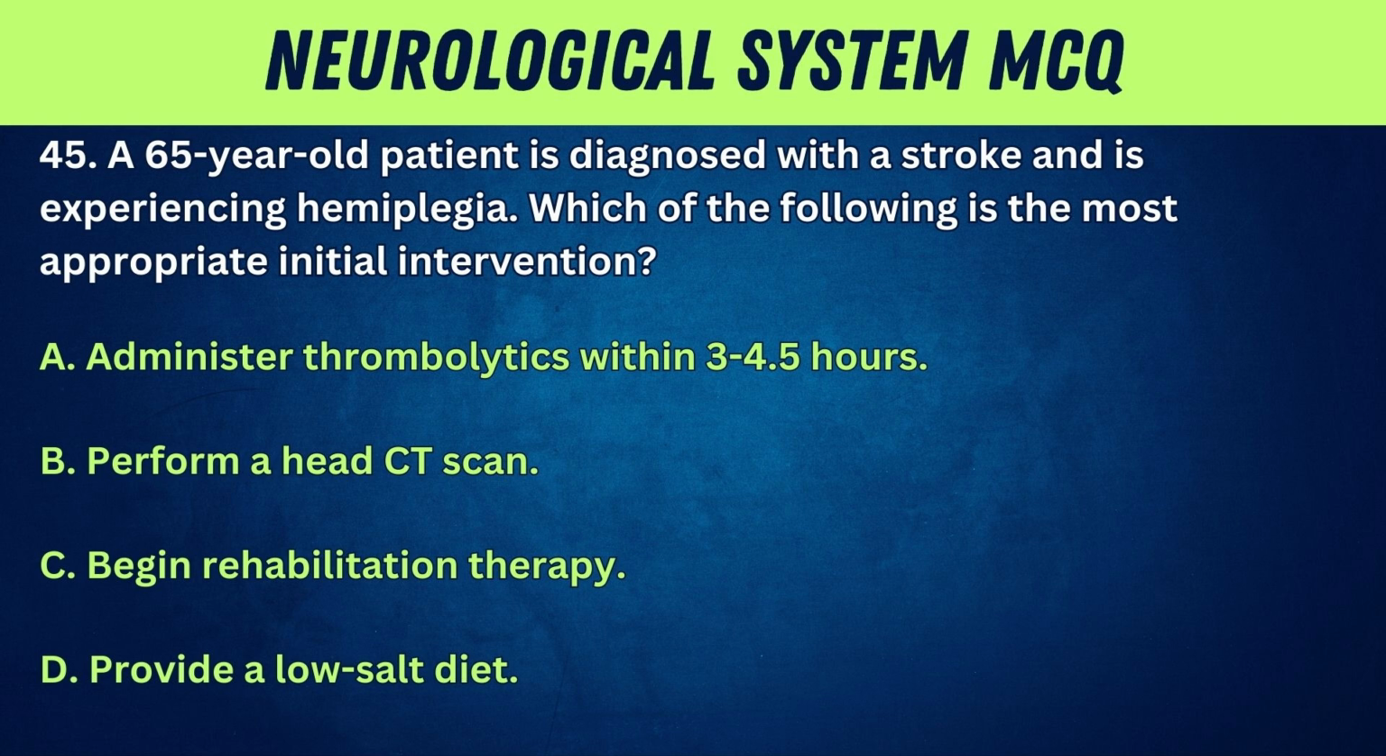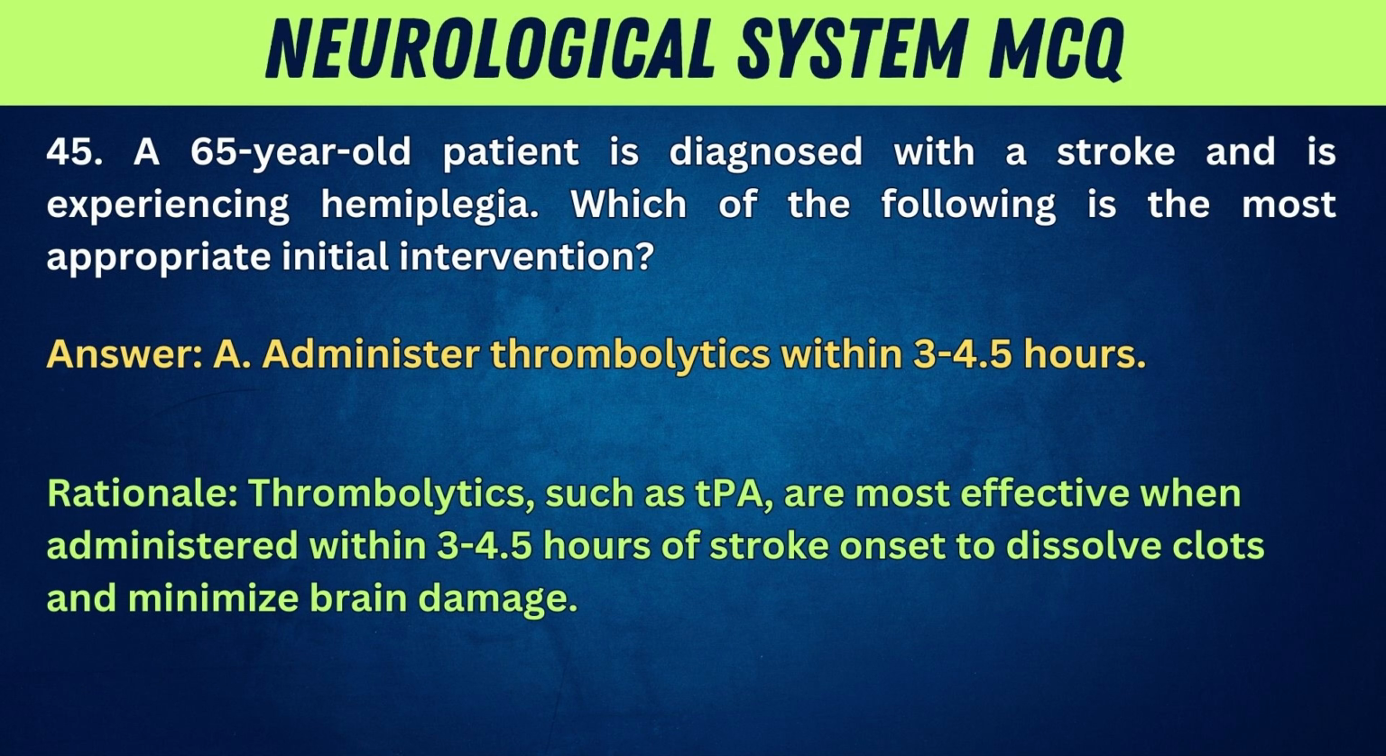45. A 65-year-old patient is diagnosed with a stroke and is experiencing hemiplegia. Which of the following is the most appropriate initial intervention? A. Administer thrombolytics within 3 to 4.5 hours. B. Perform a head CT scan. C. Begin rehabilitation therapy. D. Provide a low-salt diet. Answer: A. Administer thrombolytics within 3 to 4.5 hours. Rationale: thrombolytics, such as TPA, are most effective when administered within 3 to 4.5 hours of stroke onset to dissolve clots and minimize brain damage.